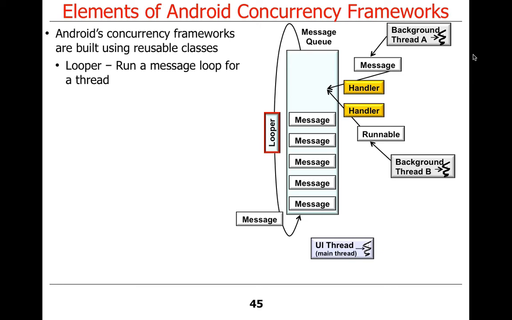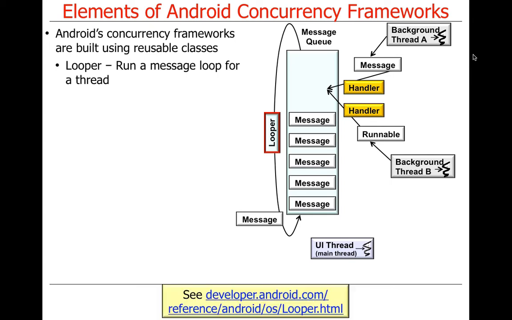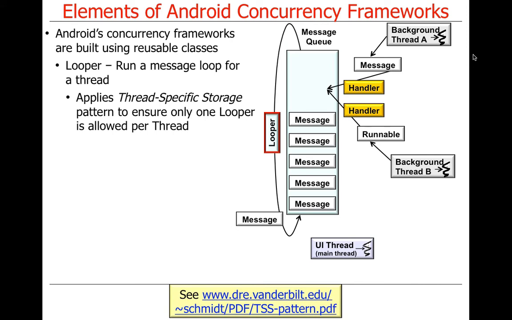So a looper is used to run a message loop for a thread. Now, what you're going to see here, one of the first things that Android does, is it takes your garden variety notion of a thread, which you've already been exposed to, and it goes one step further, and it adds some stuff to the thread. And it's going to go ahead and add this notion of a message queue. And each thread is going to have one and only one looper.